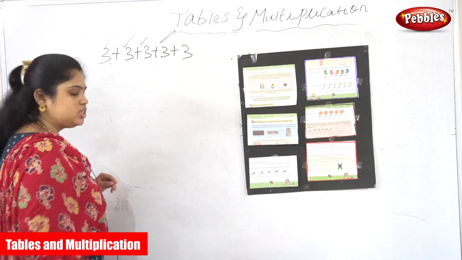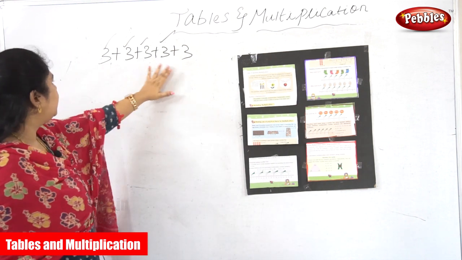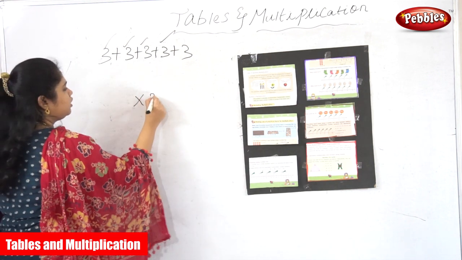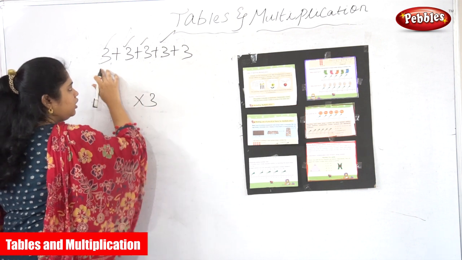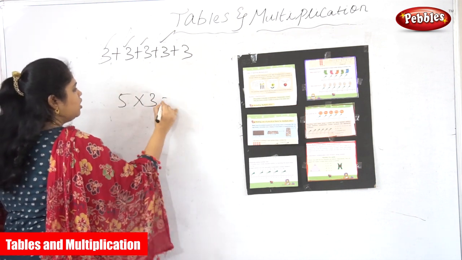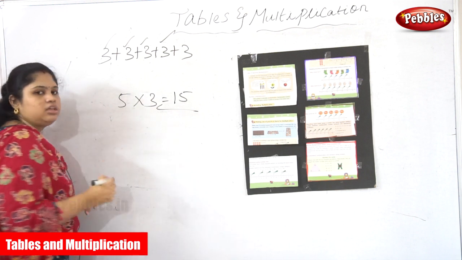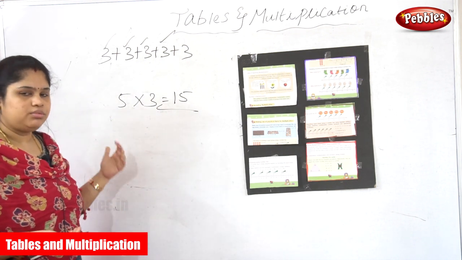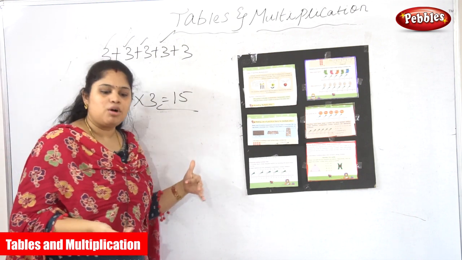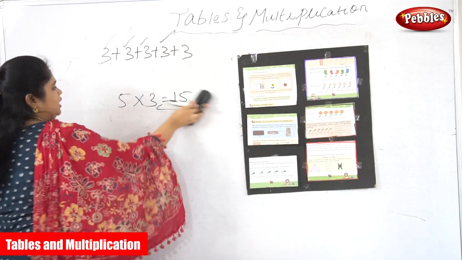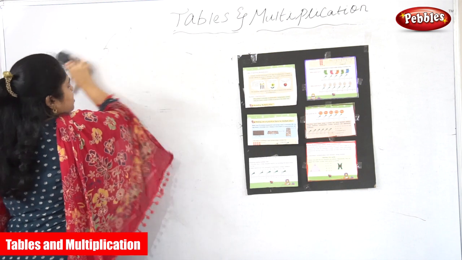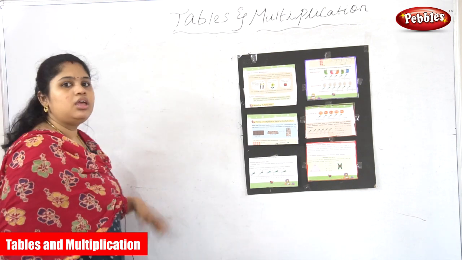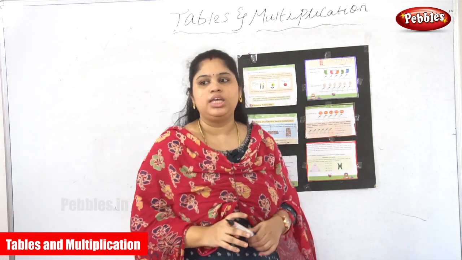Instead of doing this strip addition, we can calculate. There are 3s. How many 3s are there? 5 3s are there. So 5 into 3 is 15. Using multiplication we can perform the calculation very easily. Instead of doing the strip addition, we can make it very easy with multiplication.